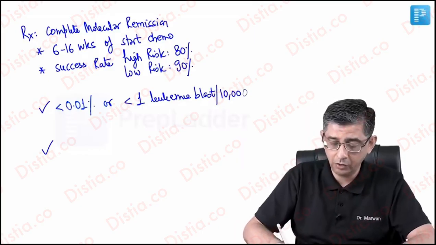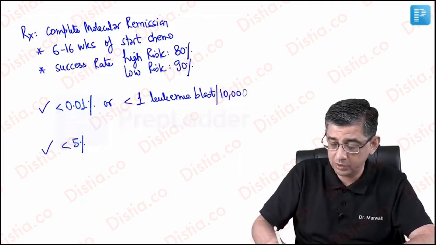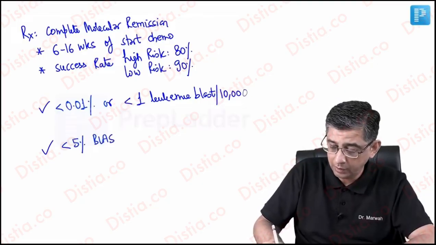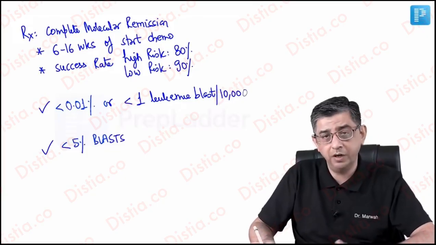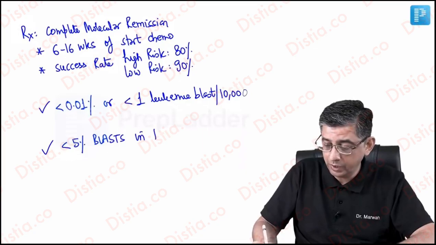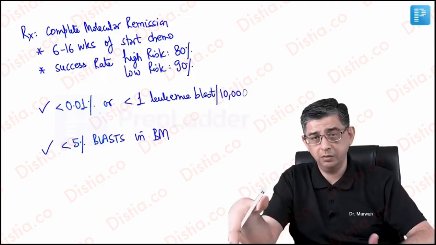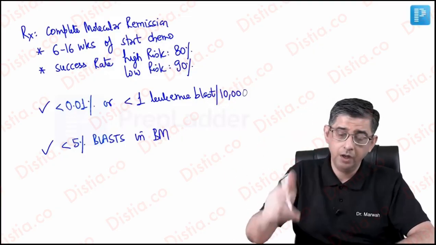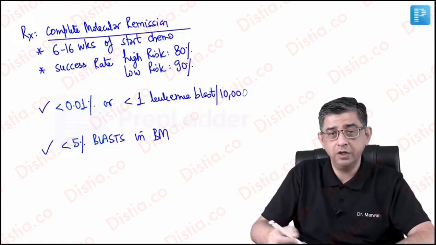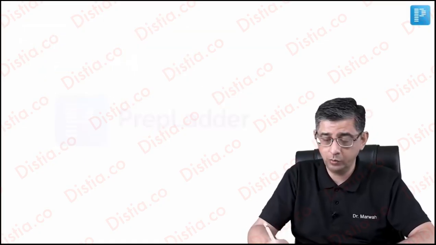There's a second definition also. It says if you are able to demonstrate less than 5% blasts in the bone marrow, and when I'm saying the counting of the blasts here, this would be done under light microscopy only. So there are two definitions for complete molecular remission, with the first one being more credible, I would say, and real-time PCR will be used for it. Now, to achieve it, obviously we need to talk about a couple of drugs also. So on the next slide, I'll tell you what drugs are to be used.